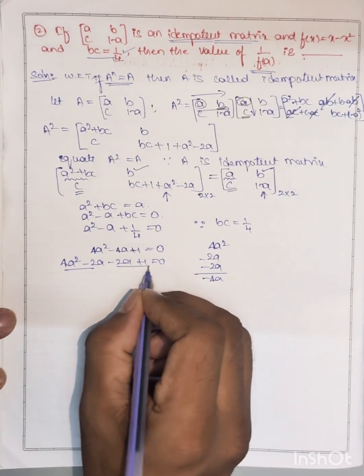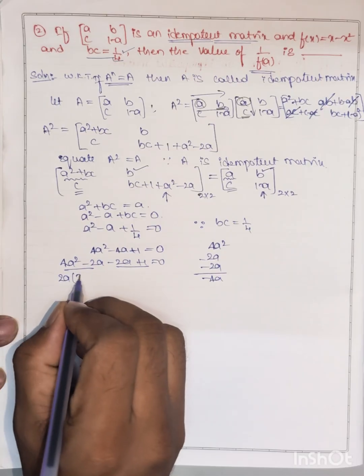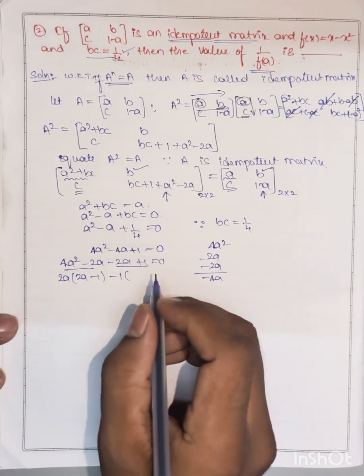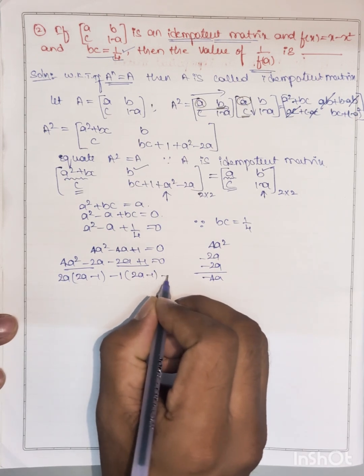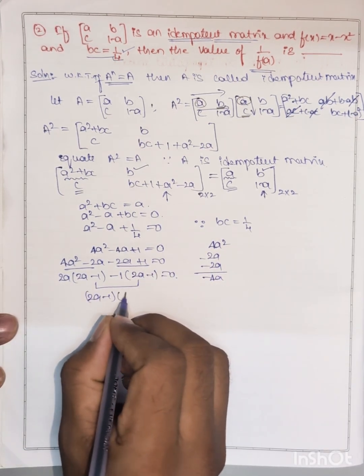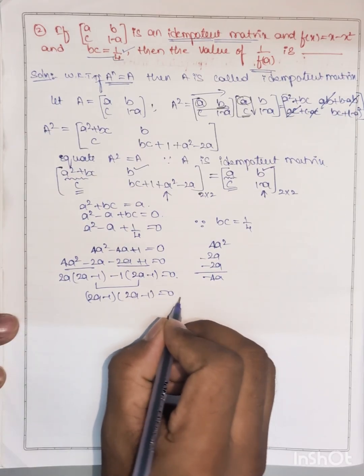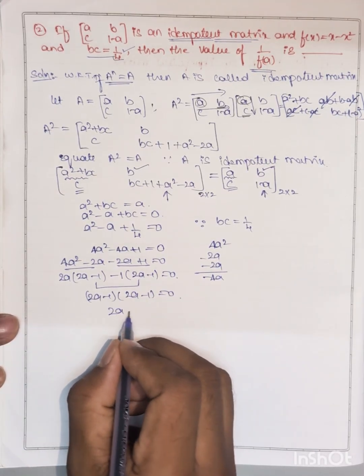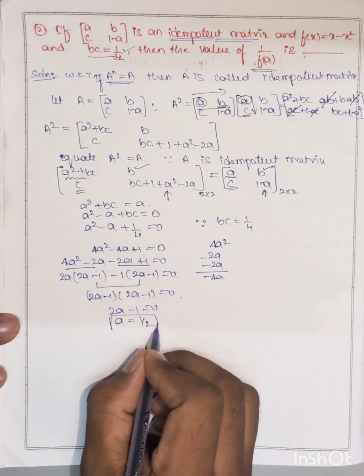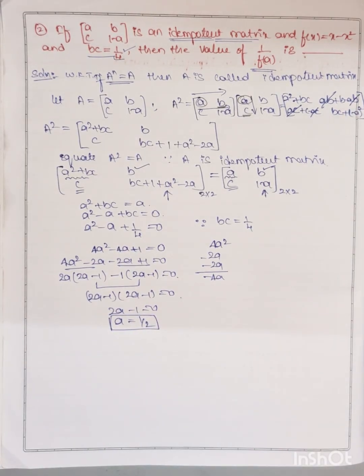From the first two terms, we can take 2A as common, remaining is 2A minus 1. From the next two terms, I am taking minus 1 as common, remaining is 2A minus 1, is equal to 0. Again, from these two terms, we can take 2A minus 1 as common, remaining is another 2A minus 1 only. So these two are the same. So we can say 2A minus 1 is equal to 0. From this, we found the value of A. Value of A is 1 by 2.